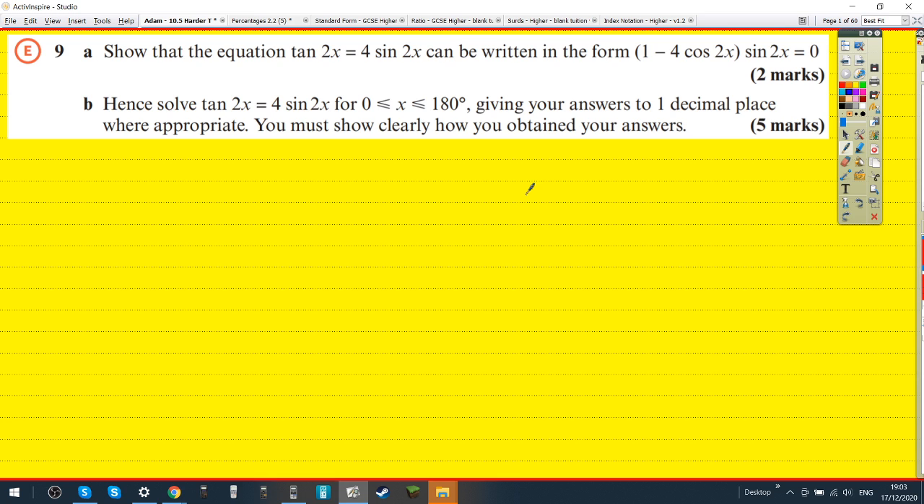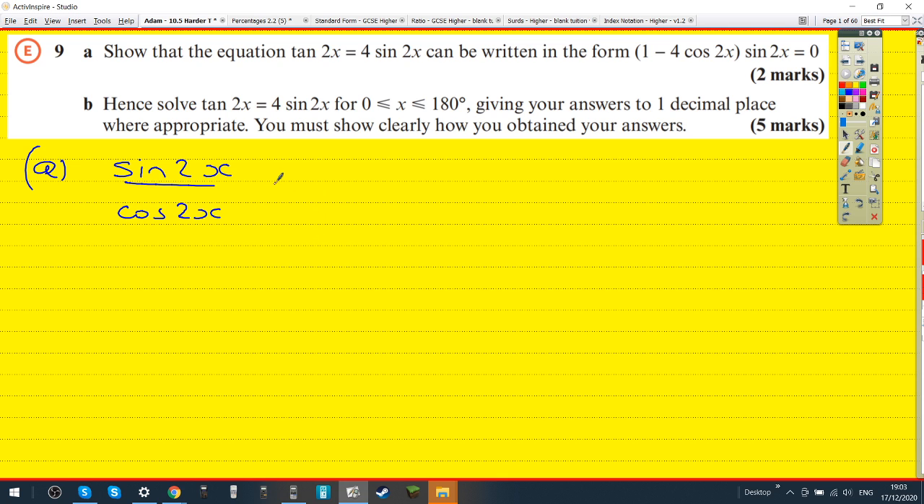Could you divide by cos 2x on both sides? Do you know what tan divided by cos is? No. Me neither. Let's see. What is tan the same as? Tan. Yep. It's the same as sine over cos. So tan 2x is sine 2x over cos 2x.